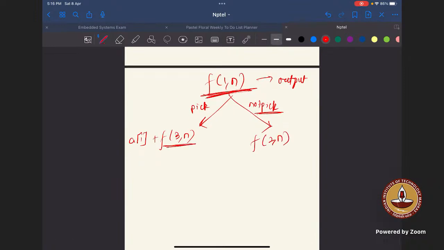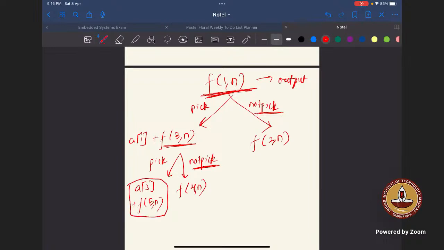On this f of 3, n will again have a recursive solution. So what will it do? It will pick or it will not pick. So f of 3, n can pick a of 3 and call f of 5, n. What will not pick do? It will not pick a of 3 and will call the recursion directly from f of 4, n. Why is this happening? Because we are picking the third element, so we cannot pick the fourth element. That is why the recursion calls from the fifth element. Okay, so this is the basic funda.